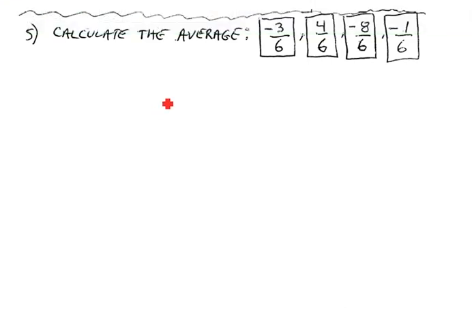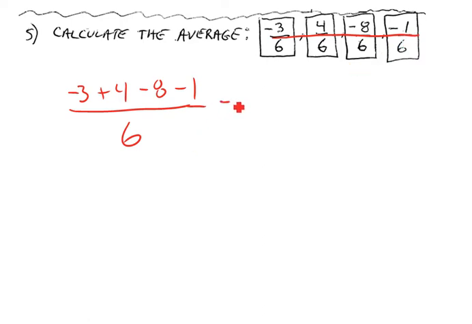Okay, on number 5, we need to calculate the average. What's great about this is the denominators are all the same. So we just total up the numerators. So I have -3 plus 4 minus 8 minus 1. All those 4 right up there. So I just need to total that up, and hopefully we can do it mentally.